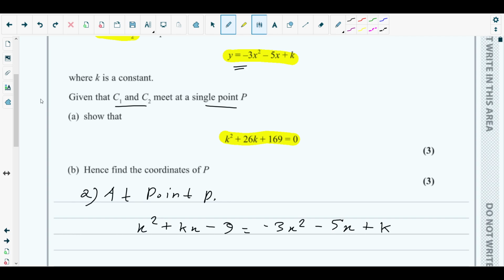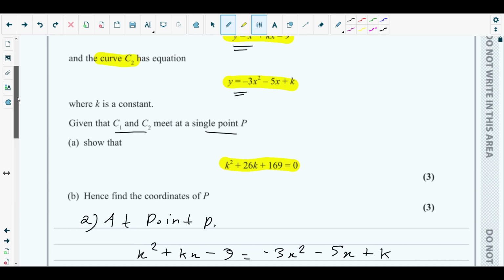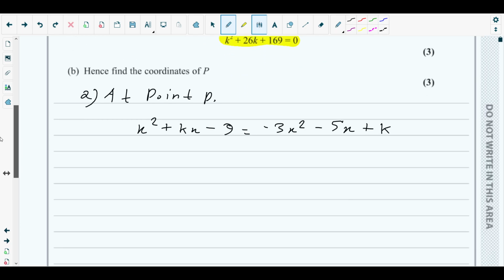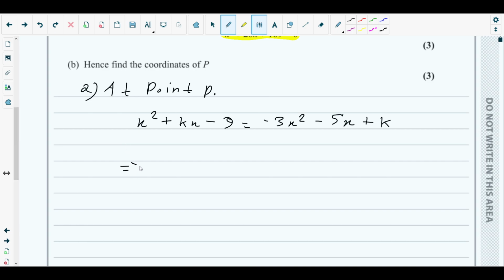Now what we need to do is take all of the terms on the same side. So negative 3x squared, if you take it to the left, it would become 4x squared, because there was an existing x squared. Then plus kx plus 5x, then minus k minus 9 equals 0.